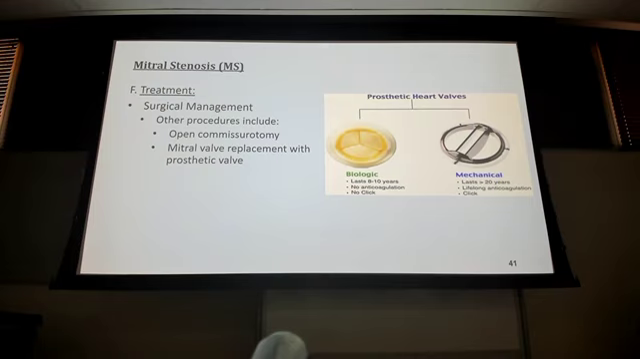But let's say we can't do the balloon valvotomy. What can we do? Well, we can do an open heart procedure where I'm dissecting the valve leaflets to free them up. That would be the open commissurotomy that you see here. Or I can just remove the valve itself and replace it with something else. Just do a valve replacement.